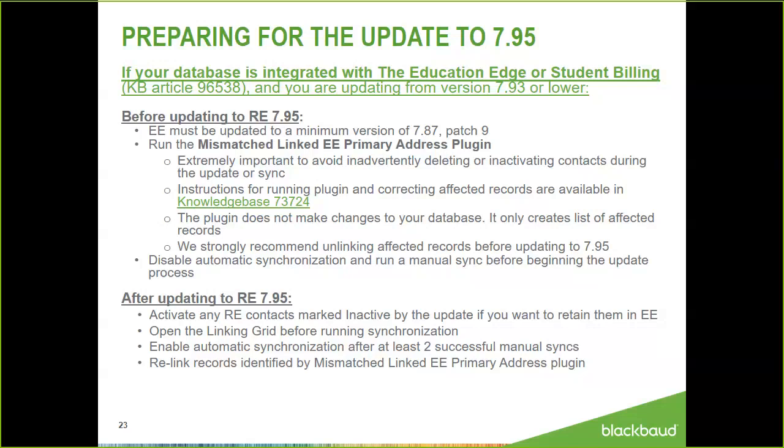You can enable automatic synchronization after successfully completing 2 manual syncs. Lastly, you'll want to relink records that were identified by the mismatched linked EE primary address plugin following the steps in Knowledge Base Article 73724.